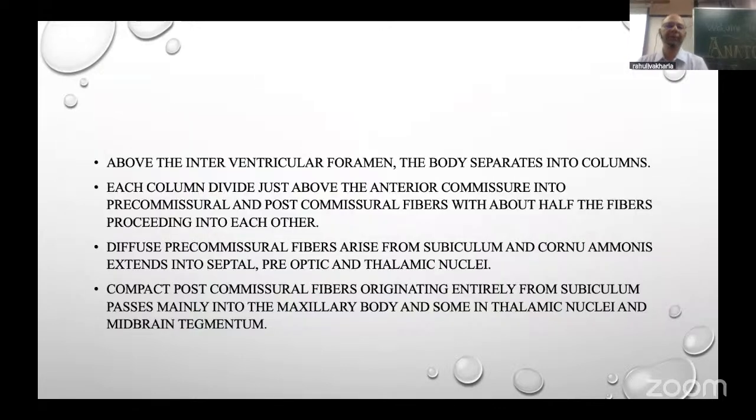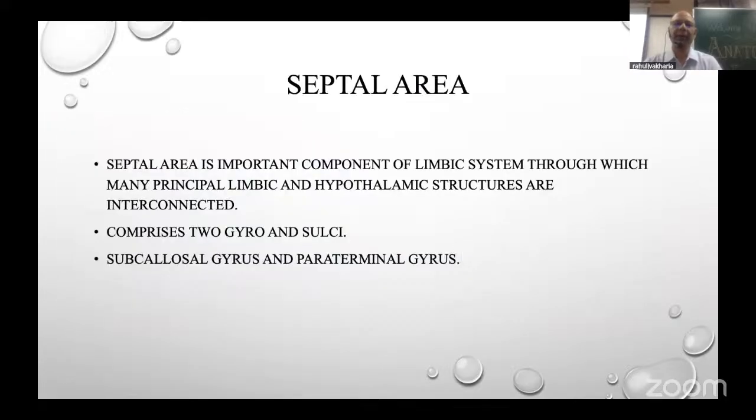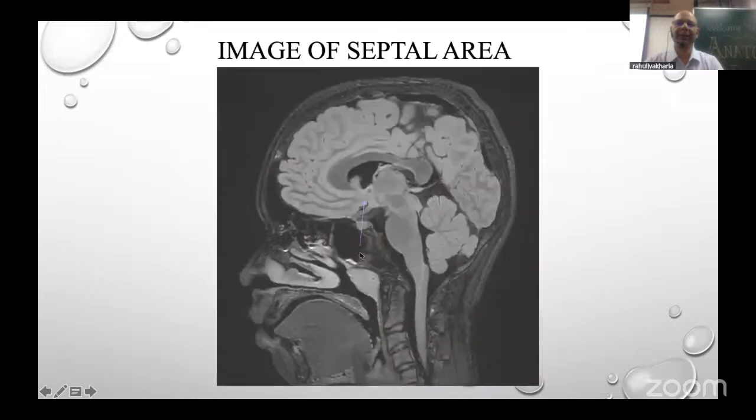So the pre-commissural fibers usually arise from the subiculum and the cornu ammonis, and the post-commissural fibers arise exclusively from the subiculum. This then will be passed to the mammillary body and then into the thalamic nuclei and midbrain. The septal area is a very important component of the limbic system, and it is divided into the subcallosal gyrus and parahippocampal gyrus.